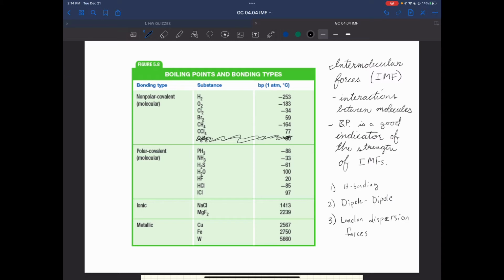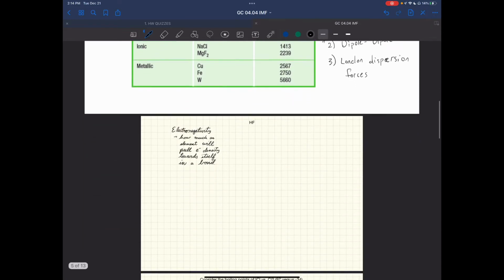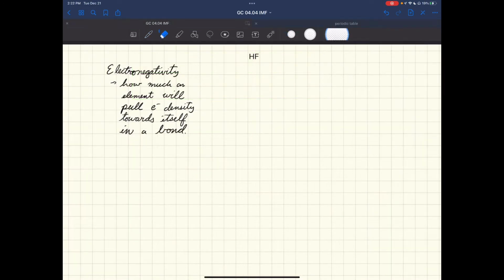And as great as it would be to do them in the order from strongest to weakest, we're actually going to start with the second one because we need to understand that one in order to talk about all the other ones. So let's just review electronegativity. We talked about it last chapter briefly, but electronegativity is how much an element will pull electron density towards itself in a bond.